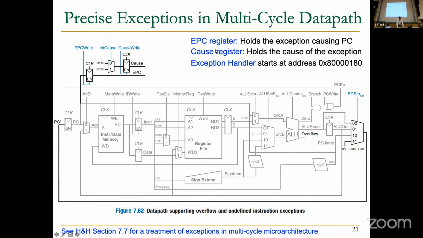So basically, there's a cause register, and then there's an exception handler that starts at this address in the system. So this is a general purpose exception handler. What happens is when an exception happens, the cause is set, and the exception-causing PC is recorded in the EPC. And then the machine jumps to the exception handler. This exception handler later checks what kind of exception it is by querying this cause register. Okay, does that make sense?